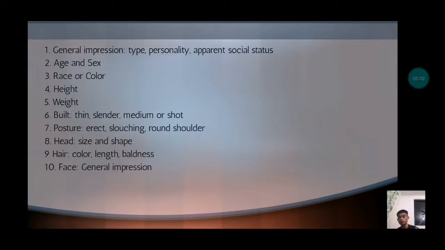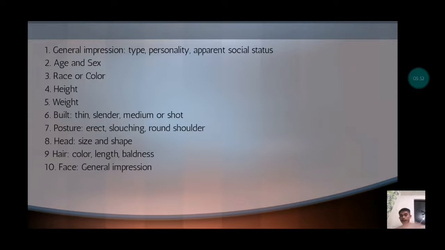Number 1 is general impression: type, personality, apparent social status. Number 2, age and sex. Number 3, race or color. Number 4, height. Number 5, weight. Number 6, build: thin, slender, medium, or stout. Number 7, posture: erect, slouching, round shoulders. Number 8, head, size and shape. Number 9, hair: the color, length, and baldness. Number 10, face, general impression.